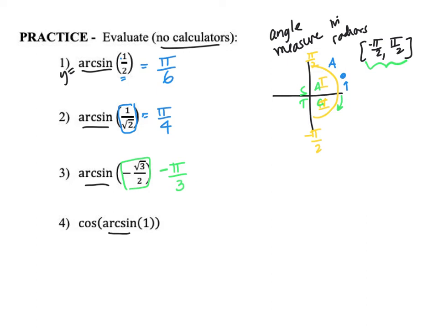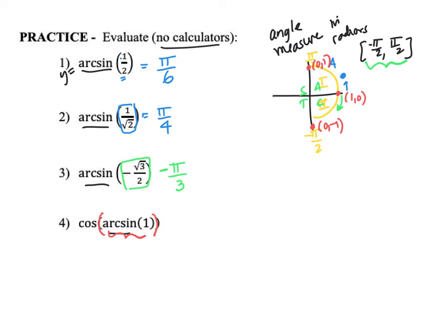And finally, this last problem, notice this is a composition here, so we have to start with the parentheses. So what is arc sine of 1? In between, the only point that's going to potentially have a 1 is this point up here, which is (0, 1), and we have this point down here, which is (0, negative 1).